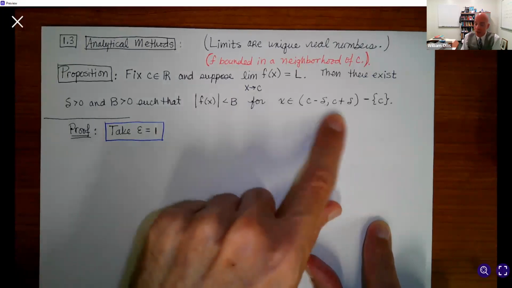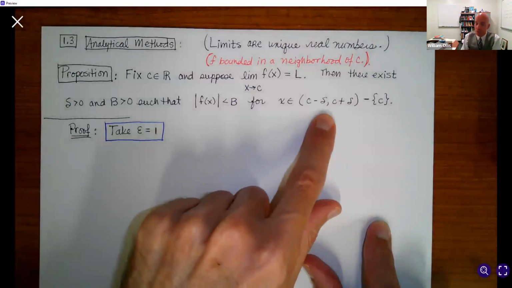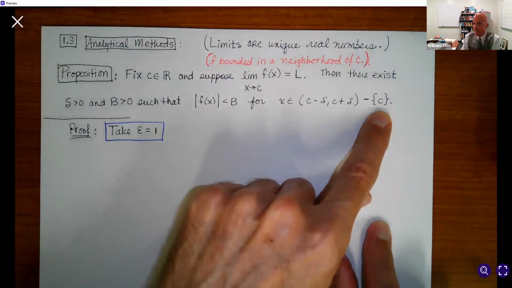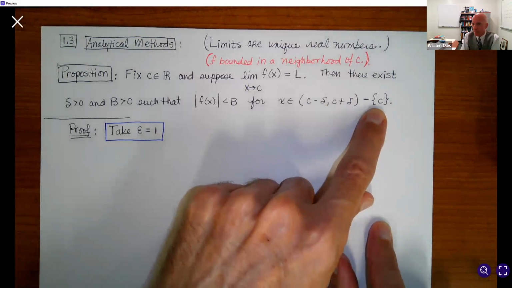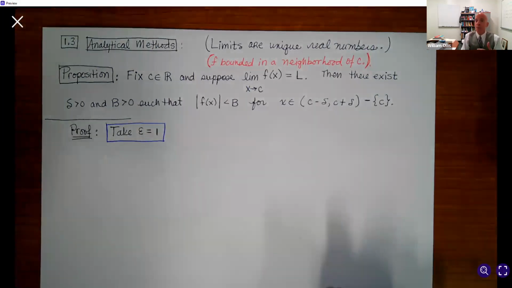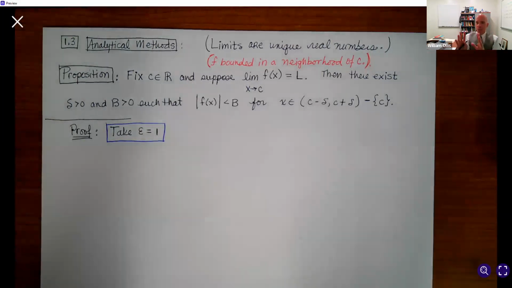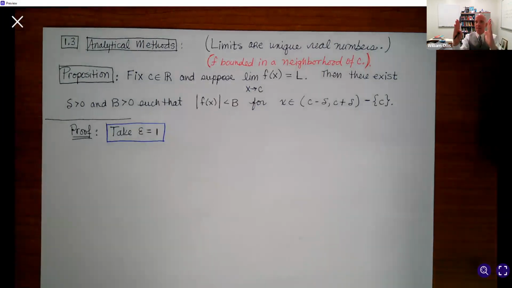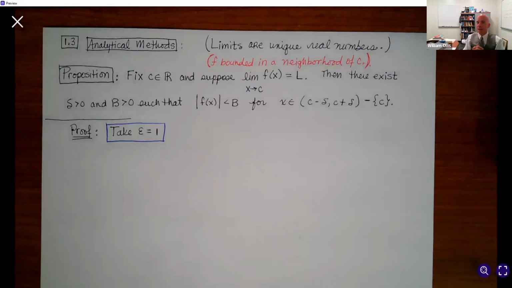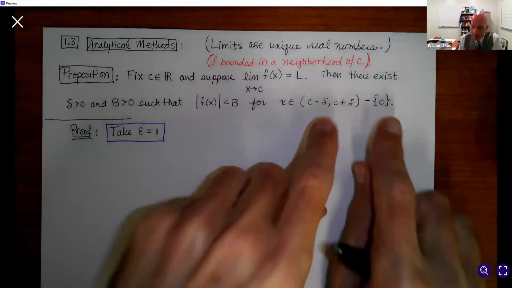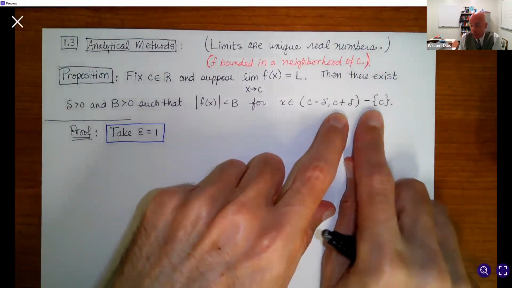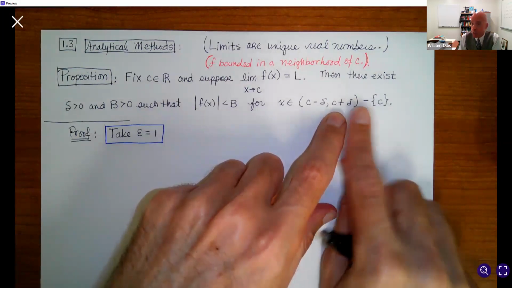This holds if we are in a delta neighborhood about C, but of course we don't really know what's happening at C, so we have to kick that out, since it may not even be defined. Remember, when we do the limit definition, we exclude X equals C, because we have 0 less than the absolute value of X minus C less than delta. So we are not requiring that the function even be defined at C. That's very important. So I have to make sure I kick it out.